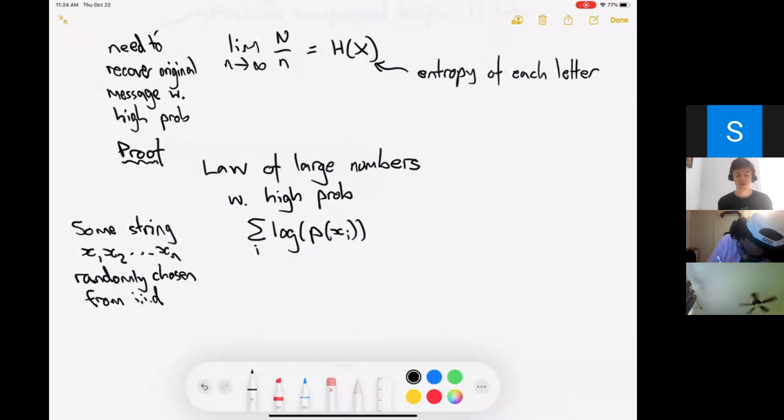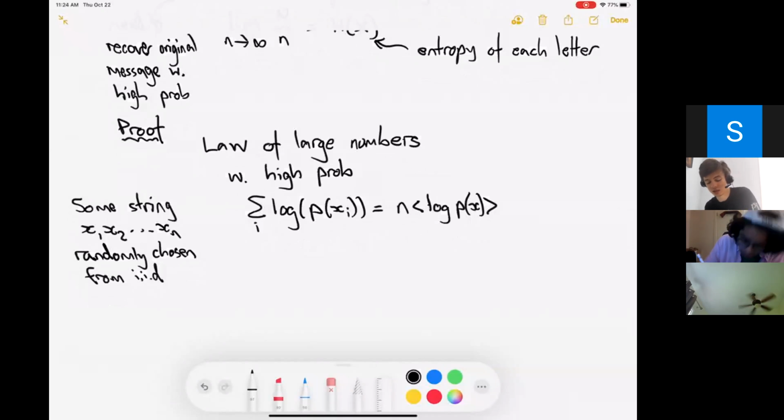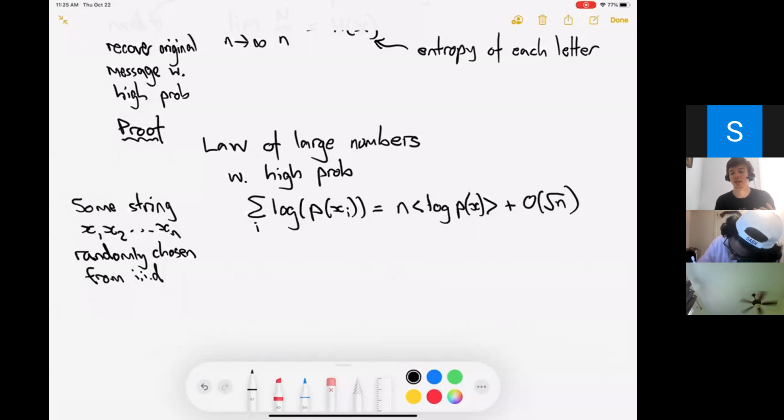So with high probability, the sum over the logs of each of those probabilities of the actual letters that show up is going to be given by the number of samples we have, little n, times the expectation of log of the probability. This is just a sum over a load of independently identically distributed random variables. In this case, the sum of log p of xi is given by n times the expectation plus some order square root of n thing. This is just the variance. If I add up a load of independent things, the fluctuation grows as square root of n. The sum grows as n.